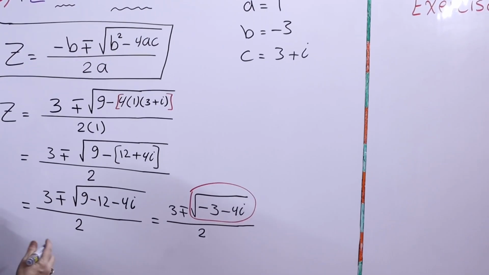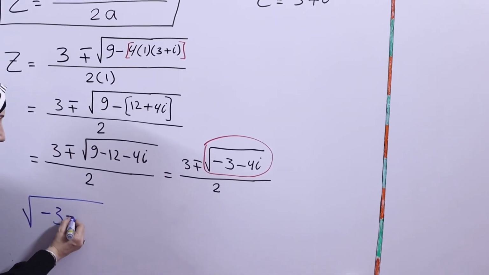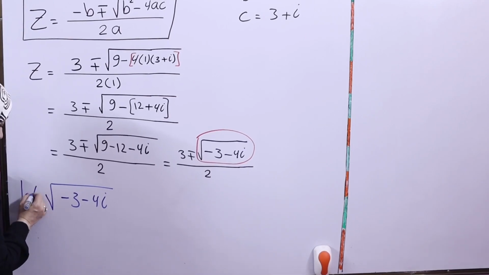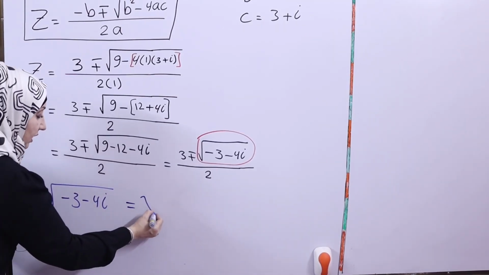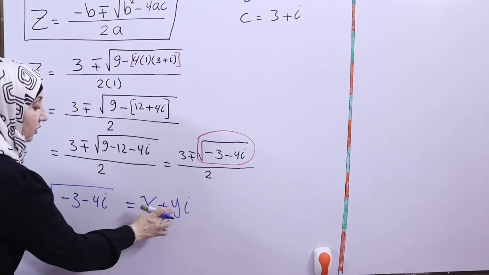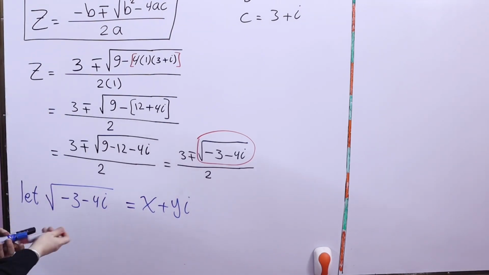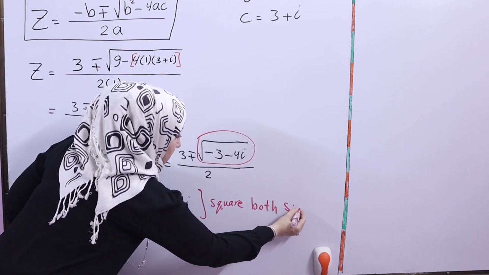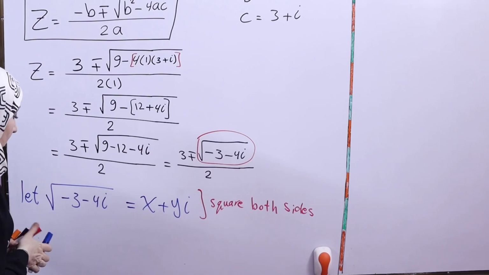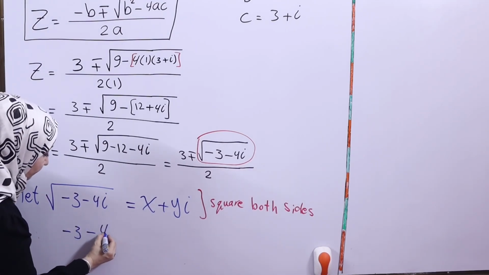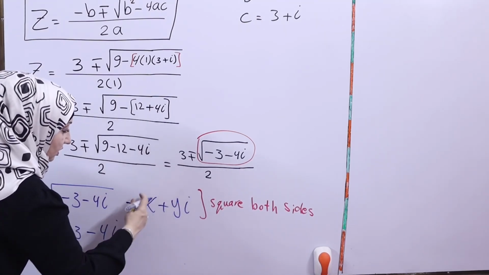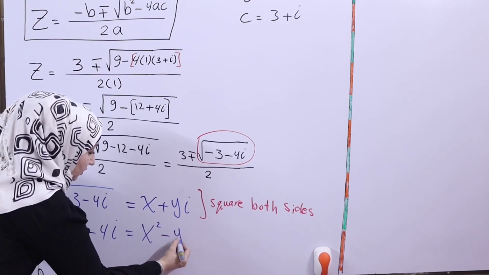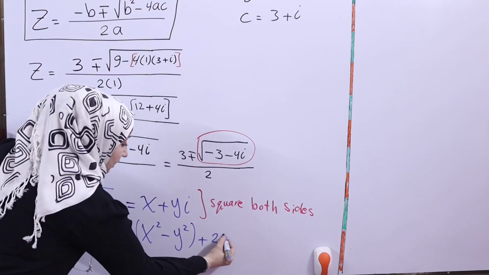First step. Now we want to find the square root of negative 3 minus 4i. We will assume that the square root of the complex number equals x plus yi. أول خطوة الفرضية. Now we will square both sides, and we get negative 3 minus 4i equals, when we square this expression we have a law about that, x squared minus y squared plus 2xyi.